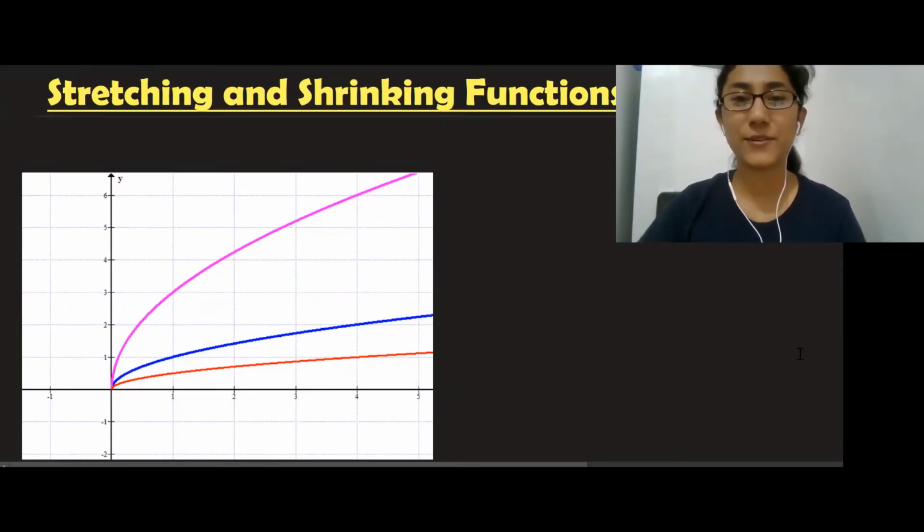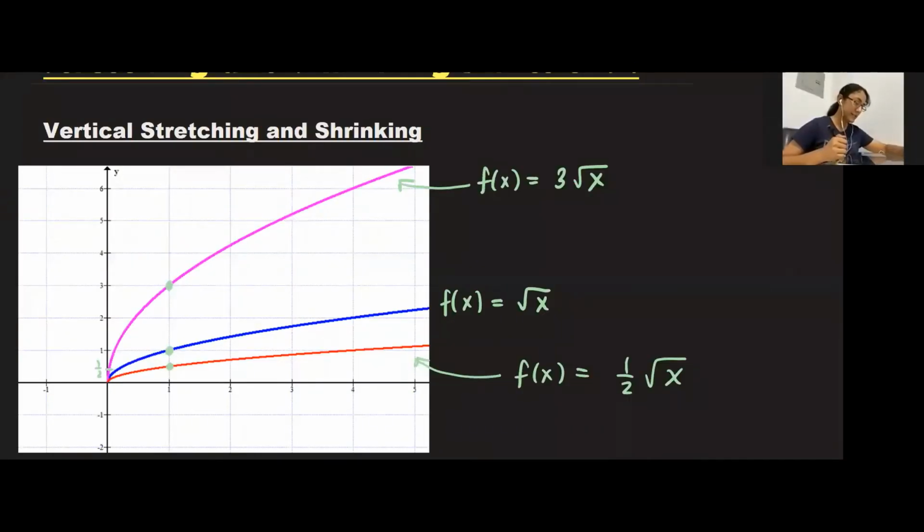So in this video, we're going to do more examples on transformations of functions. More specifically, we will be talking about vertical and horizontal stretching and shrinking of a function. So let's get started. So let's take a look at what is vertical stretching and shrinking.